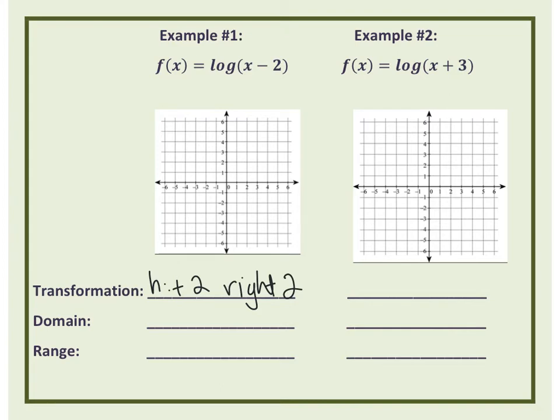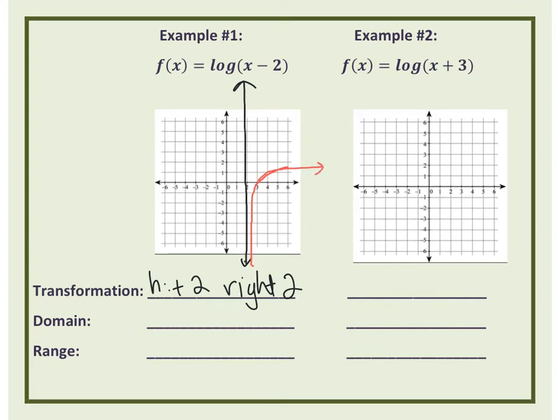My asymptote was at x equals 0. Well, add 2. Now my asymptote, the line that it's never going to cross, is right here. Okay? So that's basically where I'm going to start the line. So now my graph starts right here, and the graph is going to cross at 3 because the intercept shifted to the right 3.